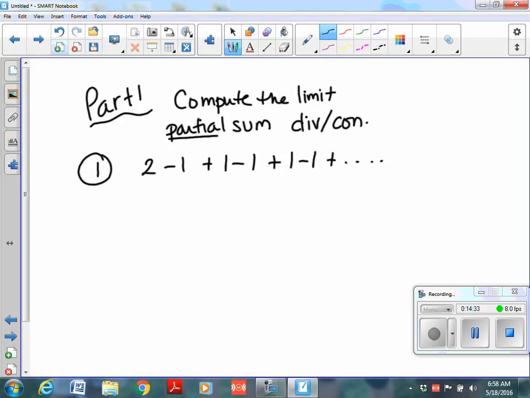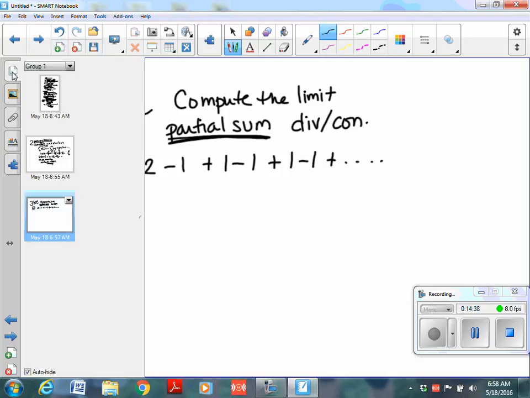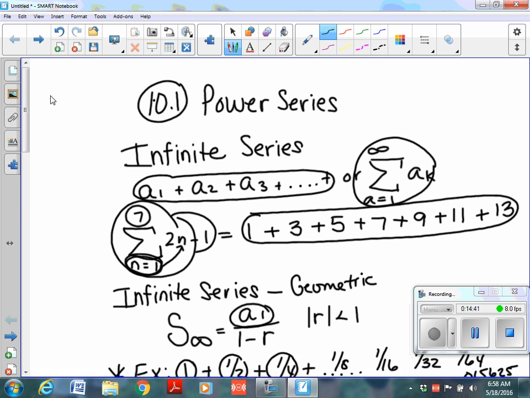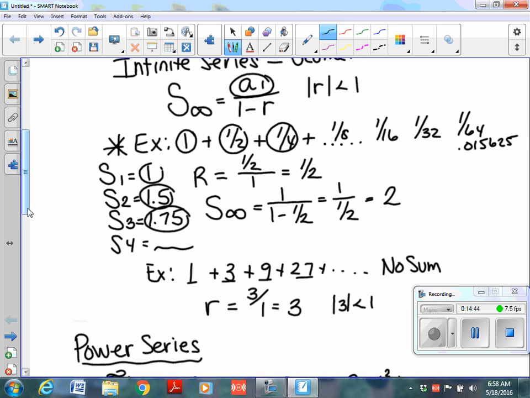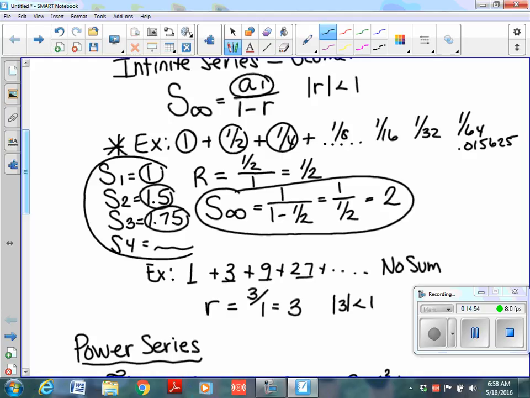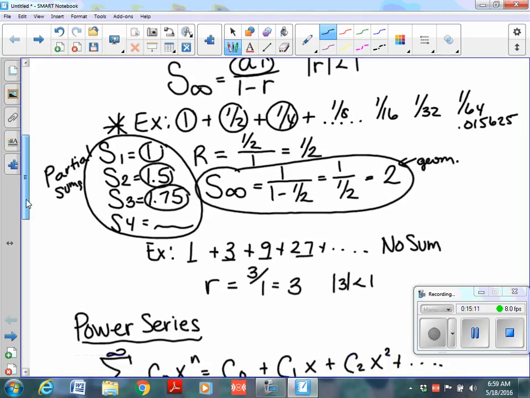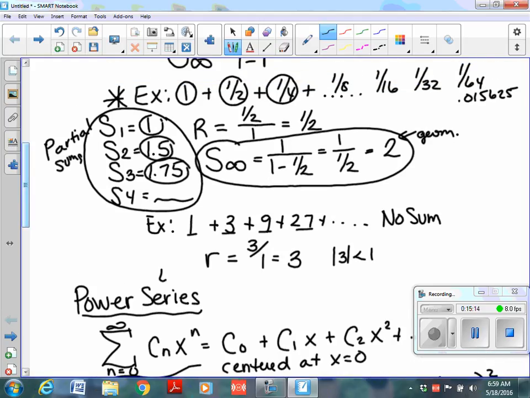I never named it, but what we were doing at the beginning of the notes was called partial sums. So go back to the notes and write: if it's geometric, you can use this formula. If it's not geometric, you can't use the formula. Instead, you can use partial sums, when you just keep breaking it down. Again, the only time you can use this formula is if it's geometric. Sometimes it's not geometric.